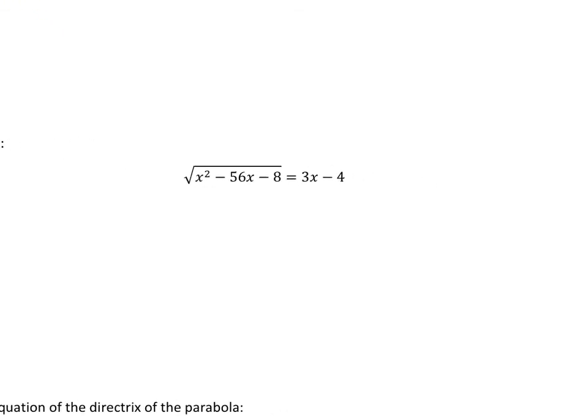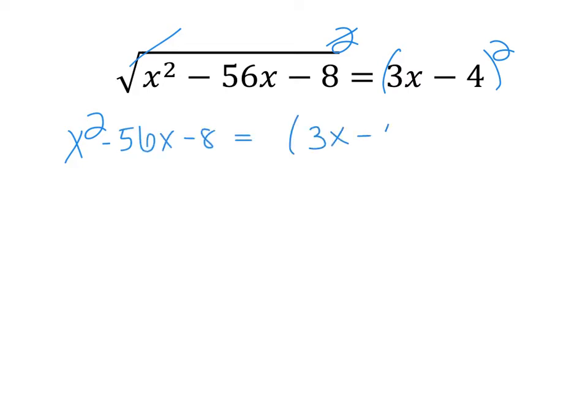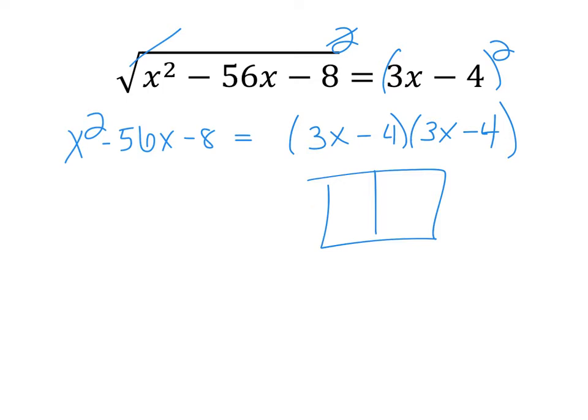This guy here is a radical equation, so square both sides is your first step. I can square both sides with this one because the radical is by itself. I'm going to get x squared minus 56x minus 8. Over here, you have to write this out twice, and you have to do box method. There is no way around this. You have to do it that way. You cannot distribute the squared.